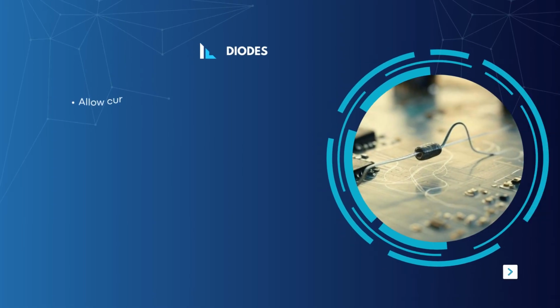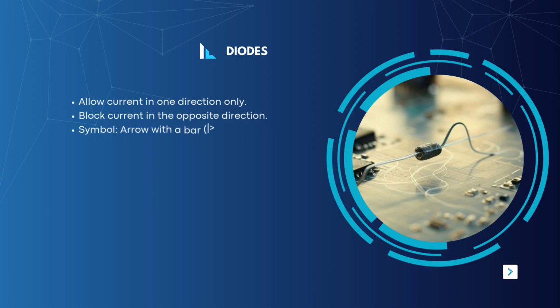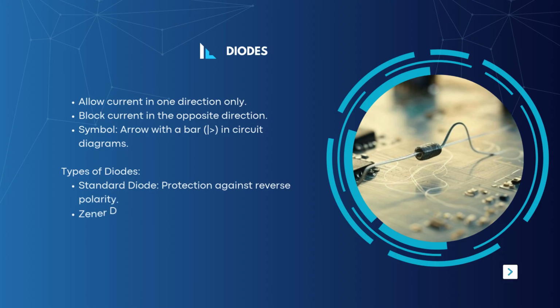Diodes are the one-way streets of electronics. Key points. Allow current in one direction only. Block current in the opposite direction. Symbol: arrow with a bar in circuit diagrams. Types of diodes. Standard diode, protection against reverse polarity.